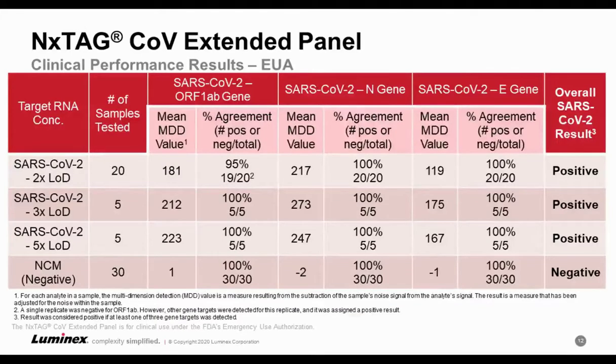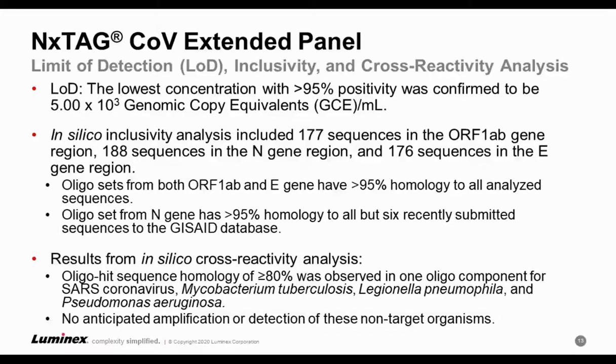This table depicts different levels of LOD and what we saw, as well as the raw signal in the form of MFI for the 3 different genes. The limit of detection was established at 5,000 genomic equivalents per mL. Again, this was using purified viral genomic material. Since then, we've been able to secure some inactivated virus, and it is our thought that we can go lower. It's just not what we can claim in the PI at this time.